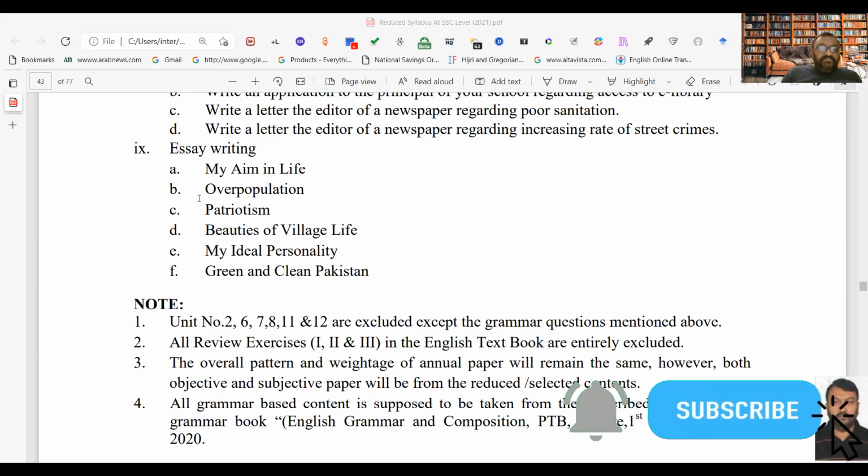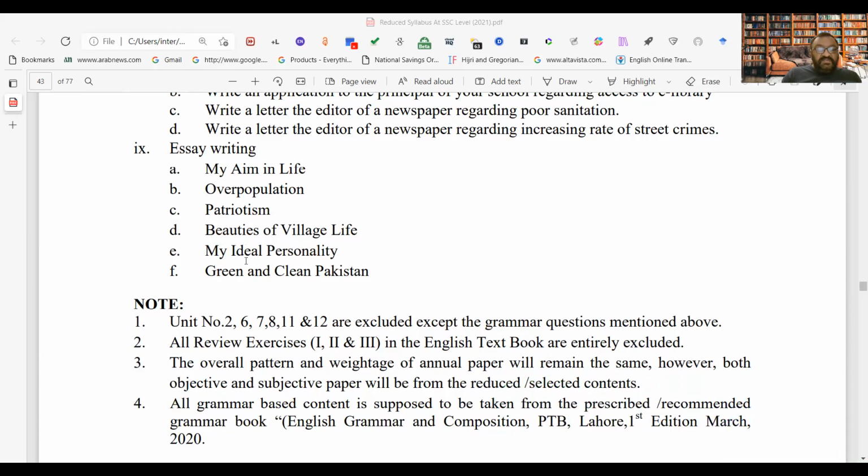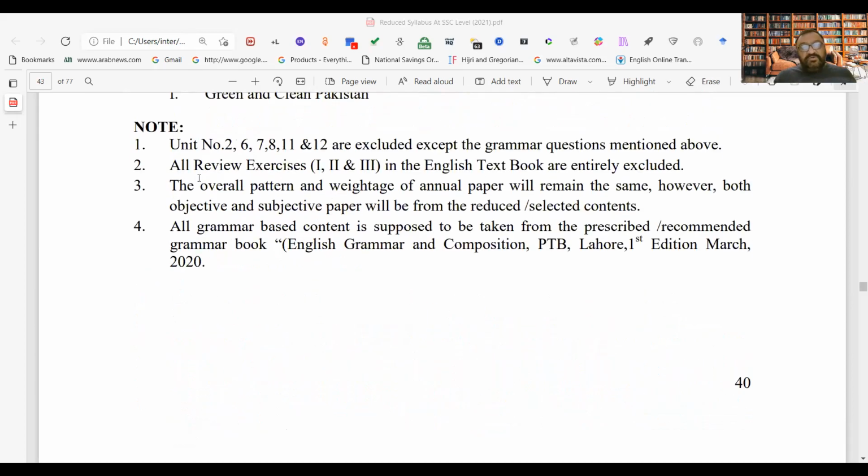A, my aim in life. B, overpopulation. C, patriotism. D, beauties of village life. E, my ideal personality. F, green and clean Pakistan. So these are the notes the Federal Board has given.